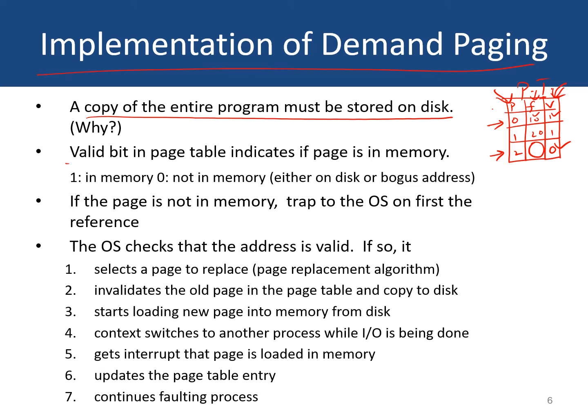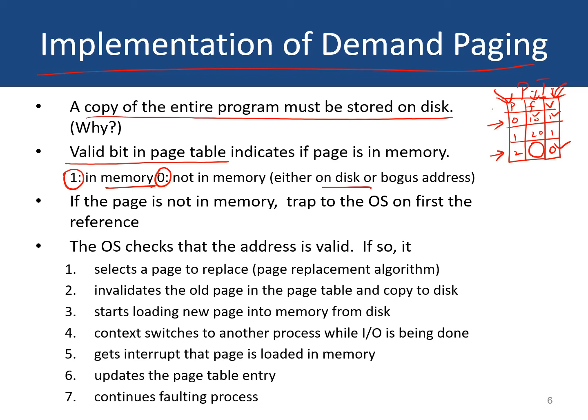Now, as we have seen, the valid bit in the page table will indicate whether the page is in the main memory or on the hard disk. If the valid bit is 1, it means that the page is in the main memory. If it is 0, it means that the page is on the hard disk or it's an invalid address. When accessing a page table entry, we will determine whether the page is in the memory or not. If the page is in the memory, then no problem, we can continue accessing the page as usual.